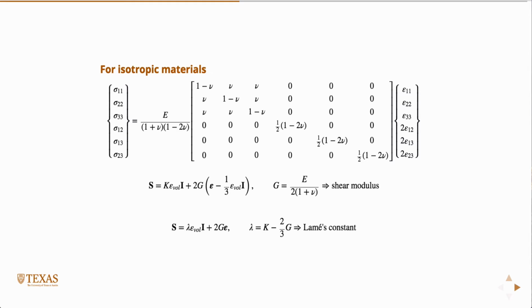Again, the shear modulus is related to the Young's modulus and Poisson ratio through this relationship. And then there's also something that we call Lamé's constant. Usually we use lambda. And it's related to the bulk modulus and shear modulus through this relationship. And if you plug that back into that equation and just simplify it, then you get this guy. And it's sort of the most compact way you can write it.